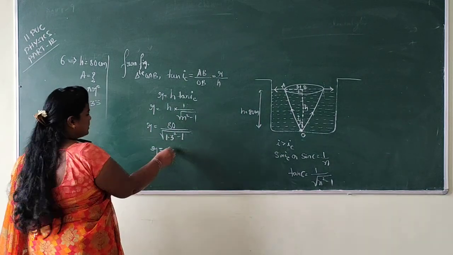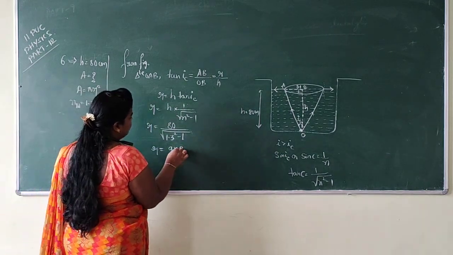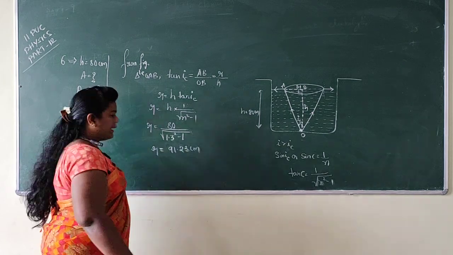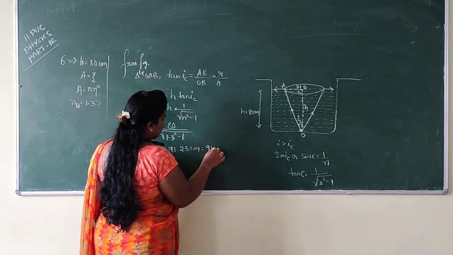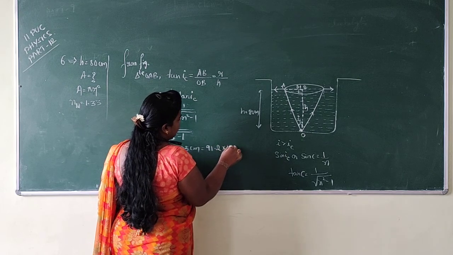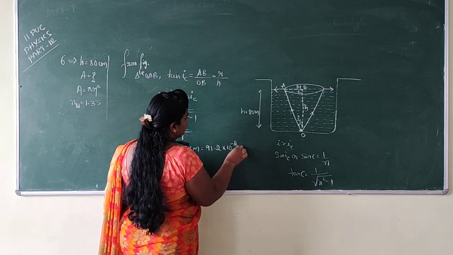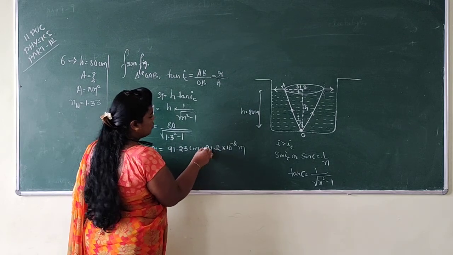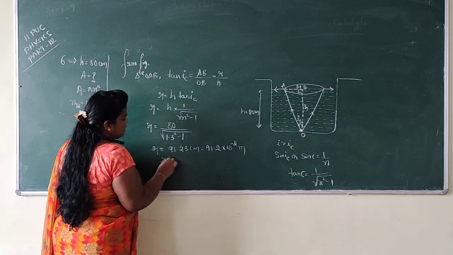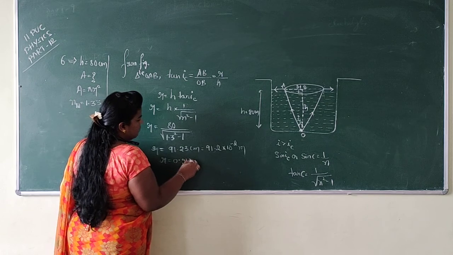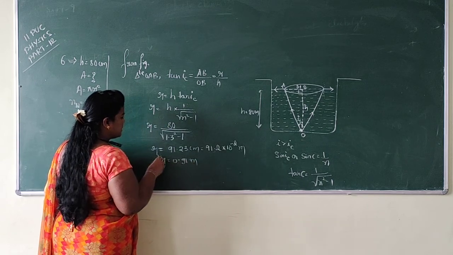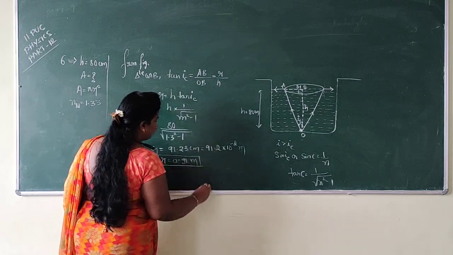So finally you will get that R is equal to 91.23 centimeter. I am going to convert it into meter. So centimeter means 91.2 into 10 to the power of minus 2 meter, since centi means 10 to the power of minus 2. Minus 2 means the decimal point moves 2 digits this way. So R is equal to 0.91 meter. Yes. So you got the radius.